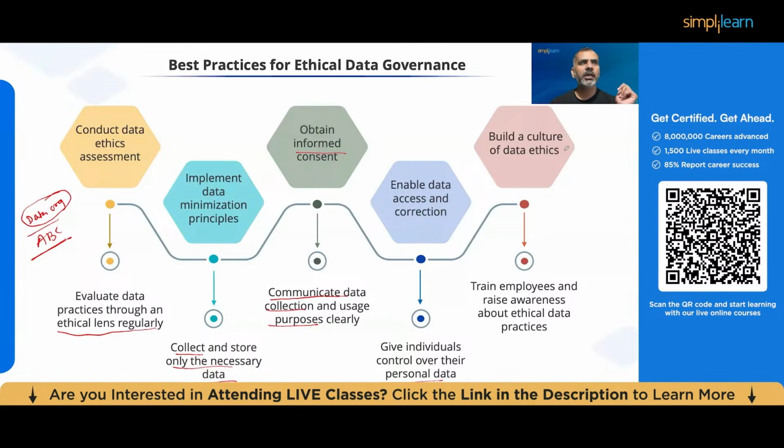And finally, build a culture of data ethics. Whenever you train your employees, you need to instill in them that they have to follow all these data practices. This is your moral duty. You have to be ethical from inside. It's not that a regulatory unit or a legal unit is enforcing you to adopt these practices. This is something you should adopt from your own heart.